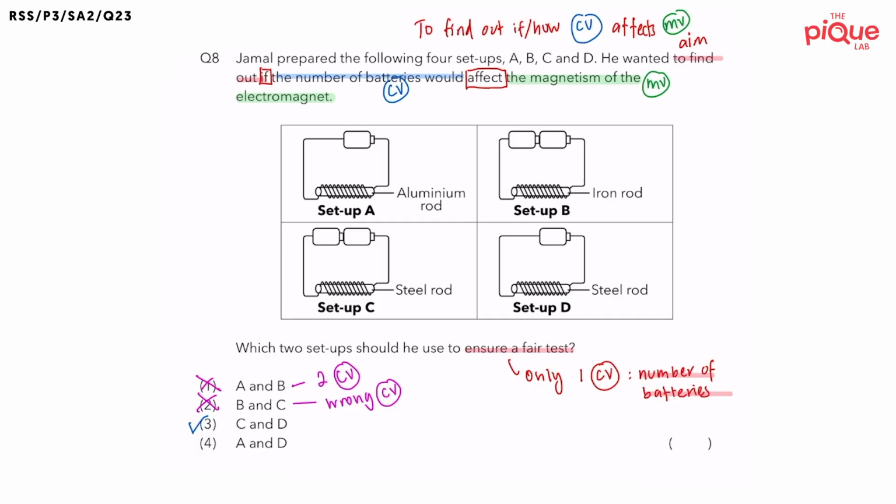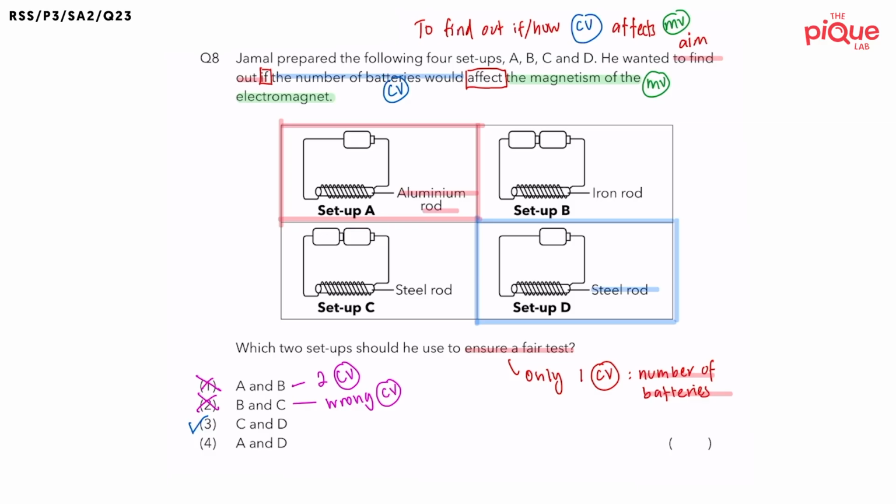Finally, option 4 states that we should compare setups A and D. What is the difference between these 2 setups? The difference is the type of rod used. Setup A is using an aluminum rod, while setup D is using a steel rod. Is this the change variable that we are testing? No. Remember, what is supposed to be the change variable in our experiment? The change variable is supposed to be the number of batteries.